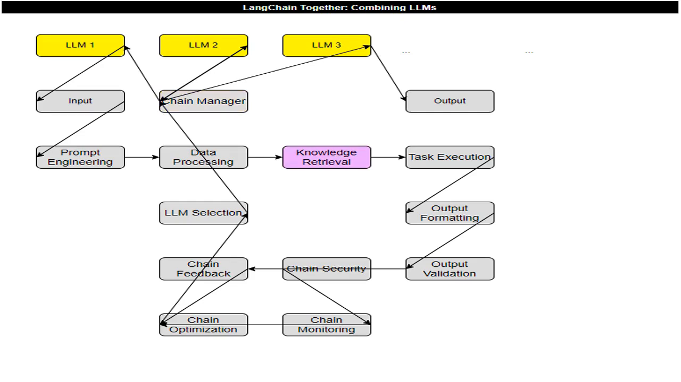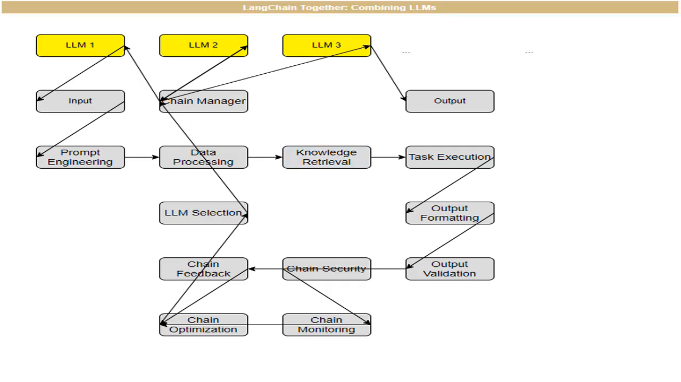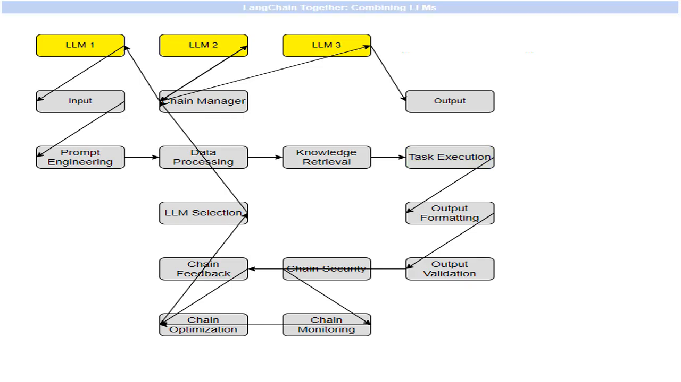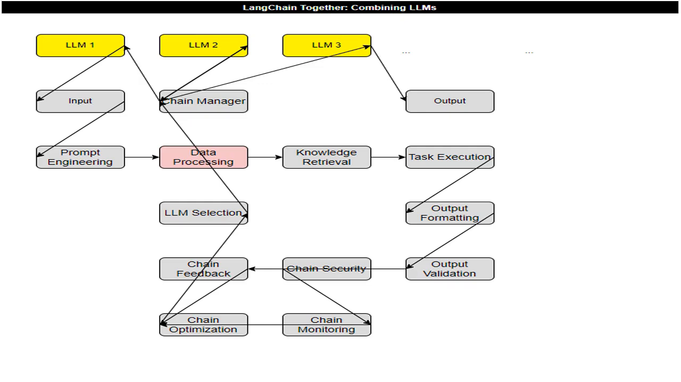Chain manager requests knowledge retrieval based on the input. Knowledge retrieval provides retrieved knowledge to the LLMs. Task execution issues instructions to the LLMs, and the LLMs return the results of task execution. Data processing provides processed outputs to output formatting. Output formatting sends formatted output to output validation.